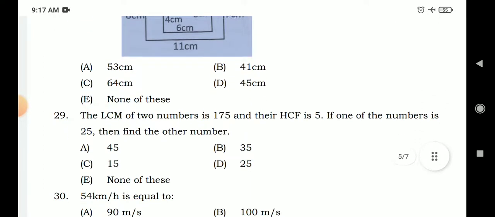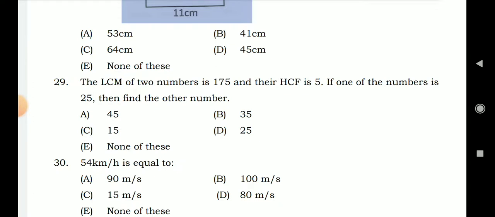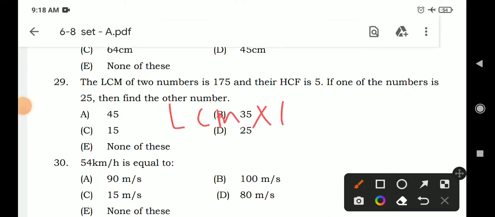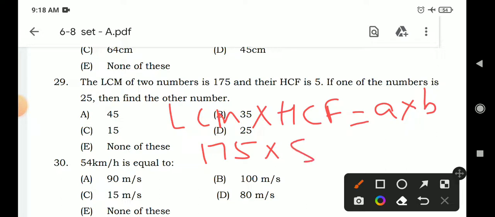Okay dear students, now look at the next question. The LCM of two numbers is 175 and the HCF is 5, and one number is also given, 25. What will be the other number? Okay dear student, you know LCM multiplied by HCF is always equal to the product of both numbers, A multiplied by B. Now what is given? LCM 175 is given, HCF 5 is given, and the A value, meaning the first number, 25 is given. The B value you need to find.